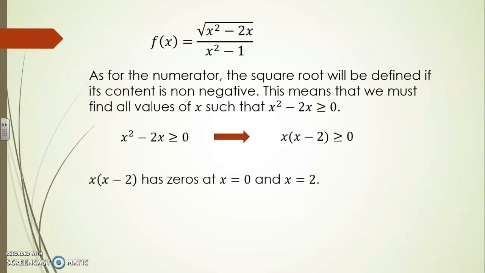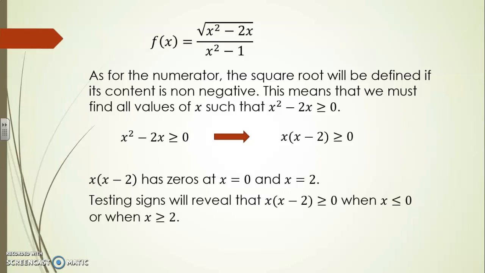x times x minus 2 has zeros at 0 and 2. And testing for signs around the zeros, we will find that x times x minus 2 does stay greater or equal to 0 to the left of 0 and at 0 itself, as well as at 2 and to the right of 2. So at this stage you're probably performing a number line and doing tests for signs to verify where x squared minus 2x is greater or equal to 0.